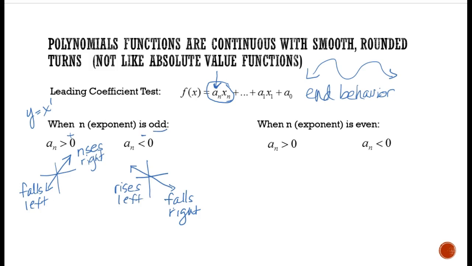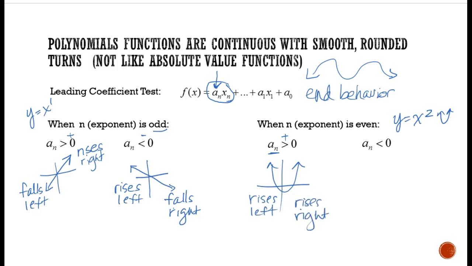Easy enough. Now, when that highest exponent is even, it's going to mimic the easiest even exponent we know. Parent function is x squared. Well, that's like a parabola, right? So if that a value, that coefficient, is positive, then it's going to be like a parabola that goes up, and you would say it rises left and it rises right. And then, I bet you can figure this out, if it's negative, then that would flip our parabola upside down, and we would say it falls left and it falls right.